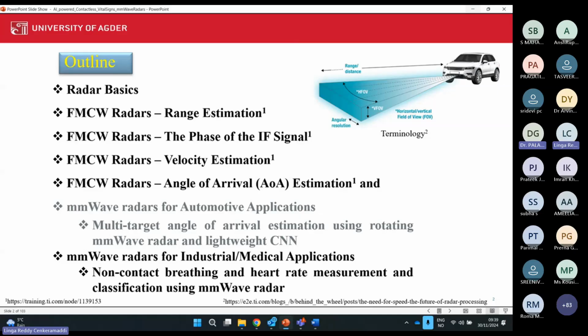the range of all the targets in front of the radar, all the objects of interest. And then we can also accurately measure the velocity of all the dynamic objects which are moving. Then apart from range and velocity, we can also tell where they are located with respect to the radar, how many degrees left or right, or how many degrees above or below.